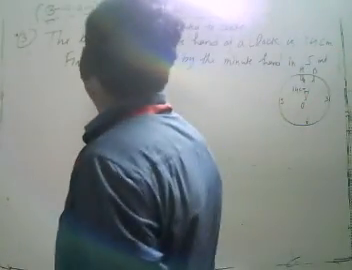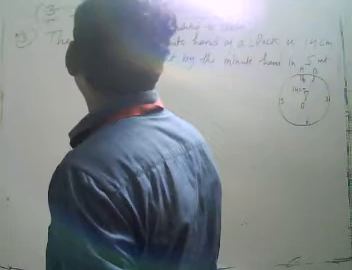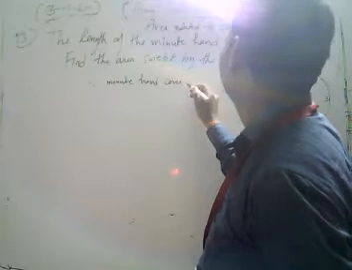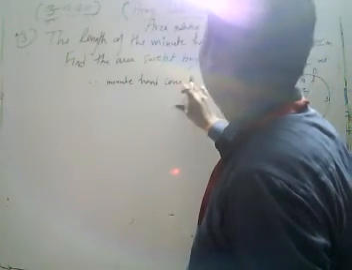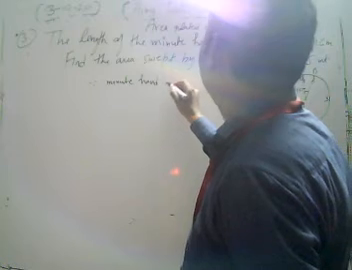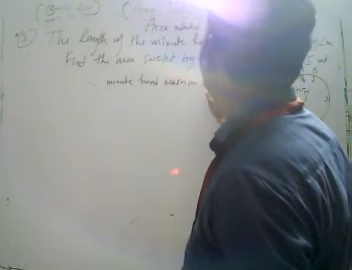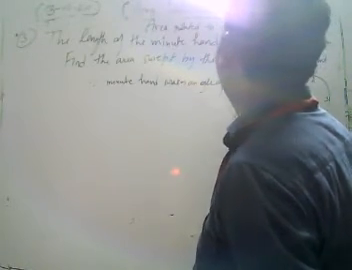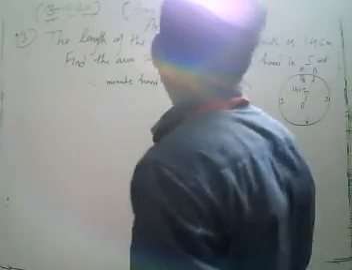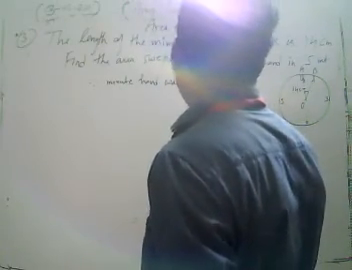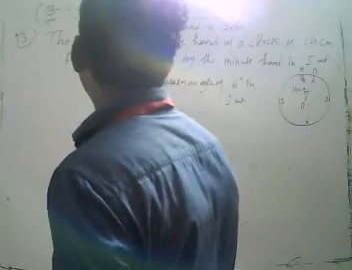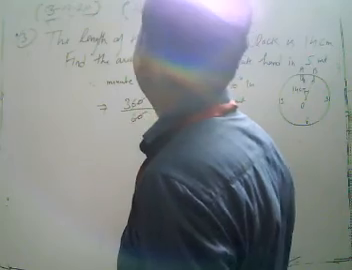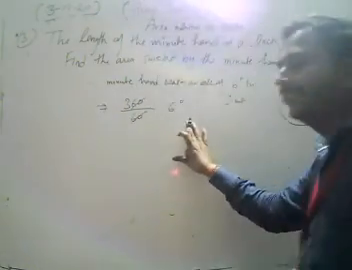Now the minute hand makes an angle of 6 degrees in 1 minute. Why? Because it completes a 360 degree angle. When it goes through the 360 angle in 60 minutes, it takes 6 degrees. It takes 6 degrees in 1 minute.